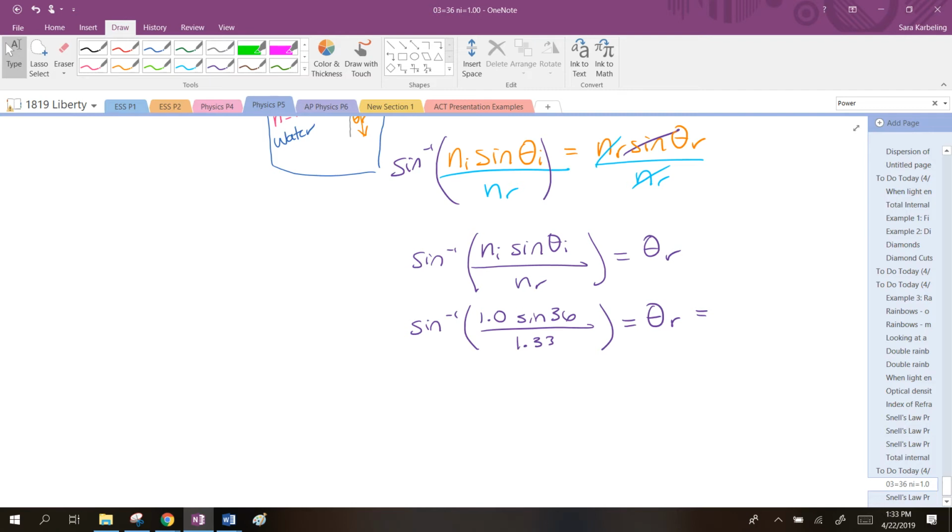This is your chance. Make sure you're in degree mode. Radian mode will not work, unless you convert everything to radians first and then unconvert it. That doesn't sound like a lot of fun. What are we getting for theta? 26?